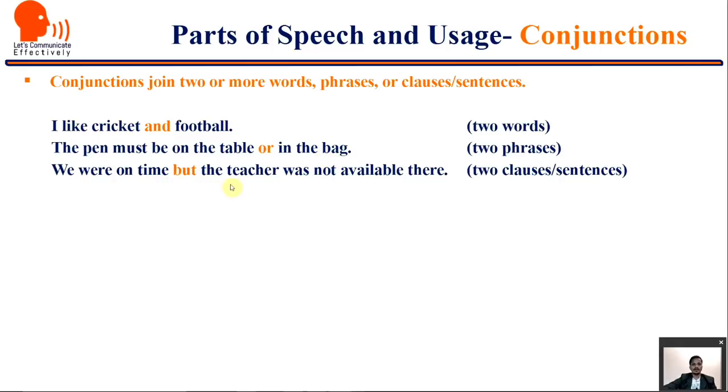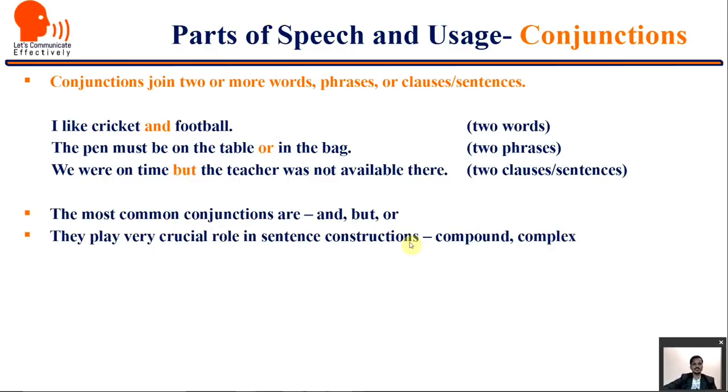We are on time, but the teacher was not available there. So here two different sentences are joined by the conjunction but. We are on time, different sentence. The teacher was not available there, different sentence. As joined by but, they become clauses and they are joined together. The most common conjunctions are and, but, or. They play a very crucial role in sentence constructions, in simple sentence, compound sentence and complex sentence. We will see in this course itself about the sentence formation and common errors.